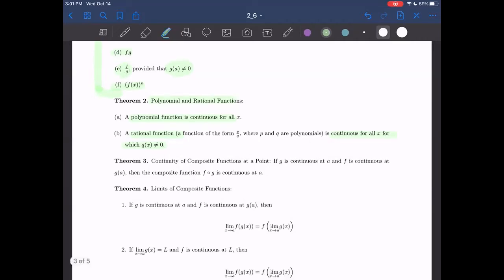If we're doing function composition, then we want to check continuity. If we've got a function g that's continuous at a and a function f that's continuous at g of a, then f composed with g is going to be continuous at a.